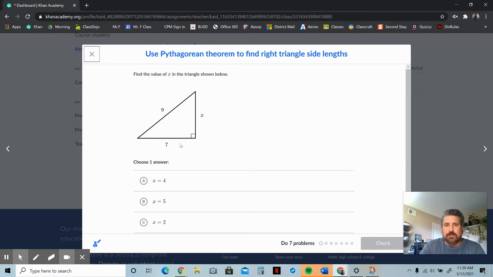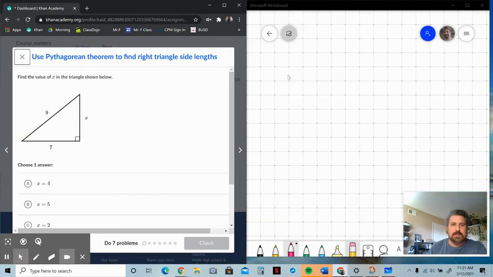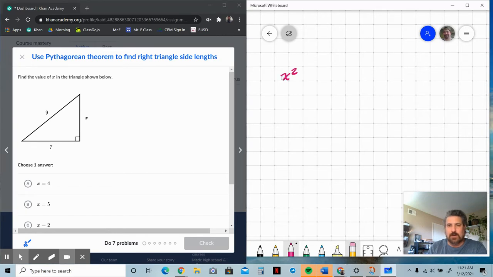So when you're solving this problem, I'm going to show you the process. You get one leg squared, x squared, plus the other leg squared, 7 squared, equal to 9 squared. 7 squared is 49, 7 times 7, so this is x squared plus 49. And 9 squared is 9 times 9, 81. So you have x squared plus 49 equals 81.